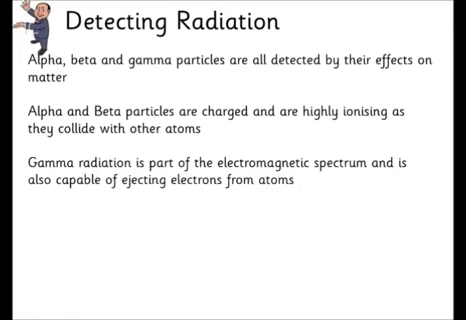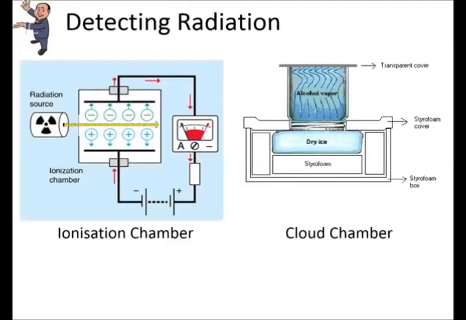Gamma can ionise, it is capable of ejecting electrons. Your studies from year 12 in terms of photon absorption, etc. might help you with that. But it's less so. It's far more penetrative, which we'll look at in a second, but it's less ionising. How do we detect them? The two ways that you definitely will have met in the lab at school.